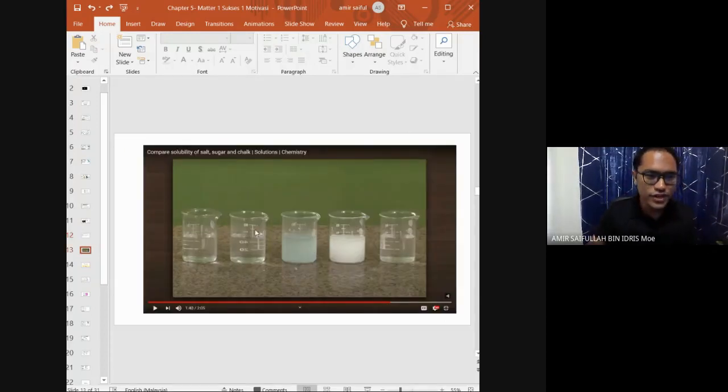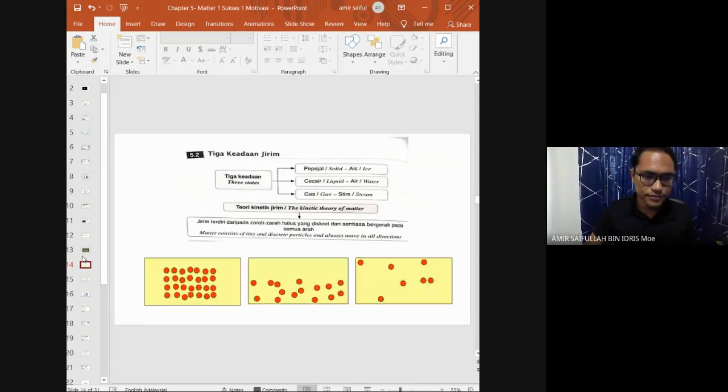Actually I want to show this video. So you can see different substances. This one has already dissolved. But this one didn't dissolve, this one totally didn't dissolve at all. But this one has already dissolved. So this one has the lowest solubility. All these three have the highest solubility.